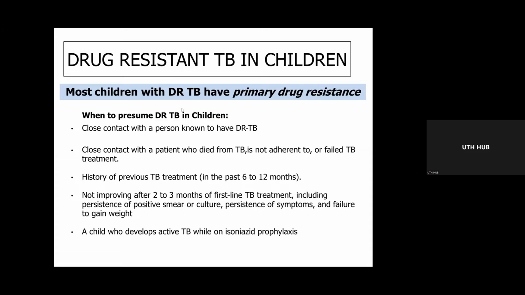So when should you think that this child could have drug-resistant TB? When there's a close contact with drug-resistant TB, or a close contact who had TB and died, or is not adherent to treatment, or failed TB treatment. Also if there's a previous history of TB treatment in the past 6 to 12 months. A child who's not improving after 2 to 3 months on first-line TB treatment, including persistence of a positive smear, if you've repeated it, or culture, or persistence of symptoms and failure to gain weight. Also a child who develops TB after or while on isoniazid prophylaxis. So again, I'll repeat, most of the time in children it's primary drug resistance.